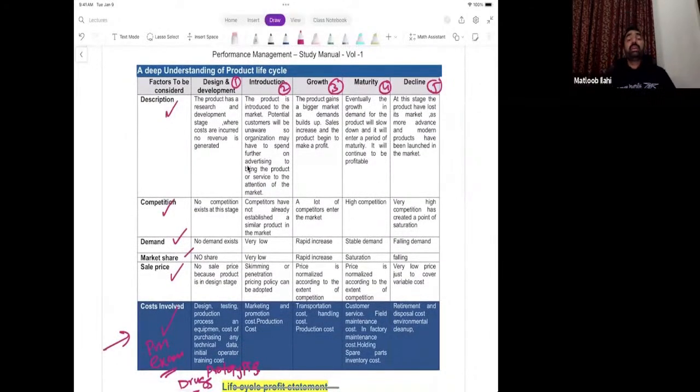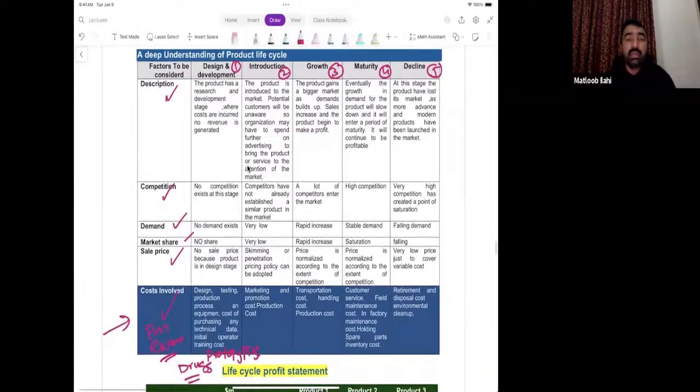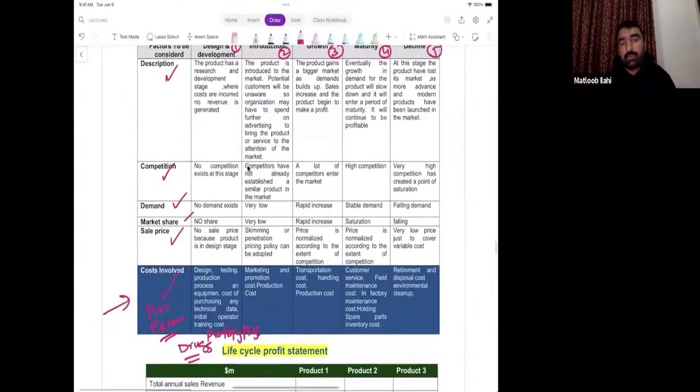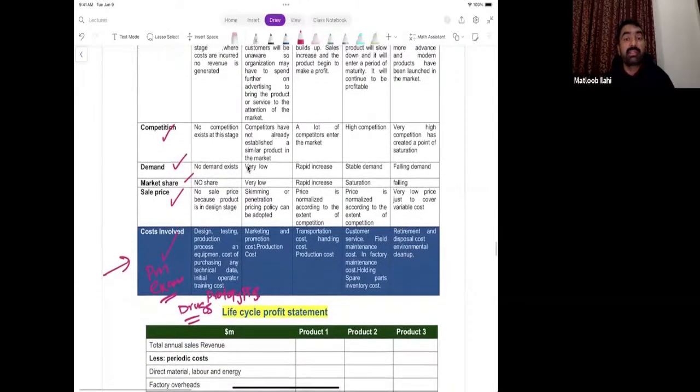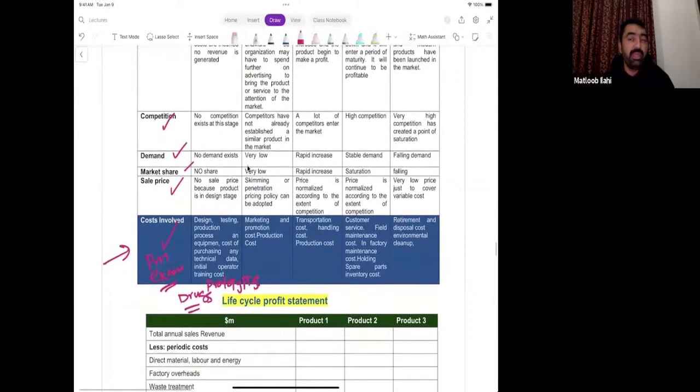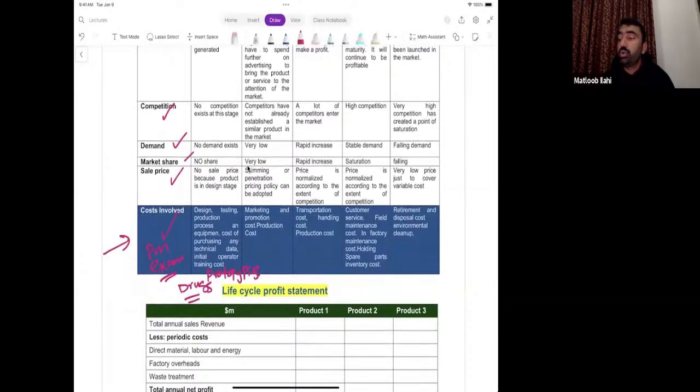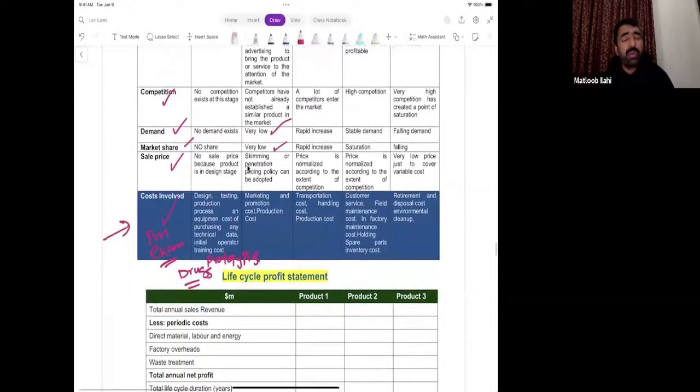Introduction: the product is introduced to the market. Potential customers will be unaware, so organizations may have to spend further on advertising to bring the product or services to the attention of the market. Competitors have not already established a similar product, maybe. Demand is very low and market share is also very low. So what price to charge?